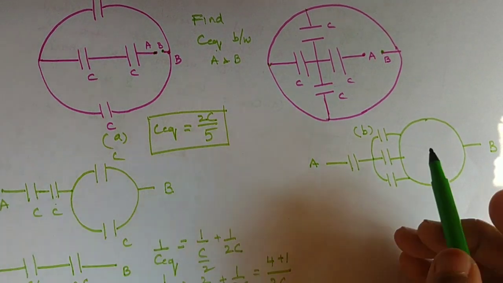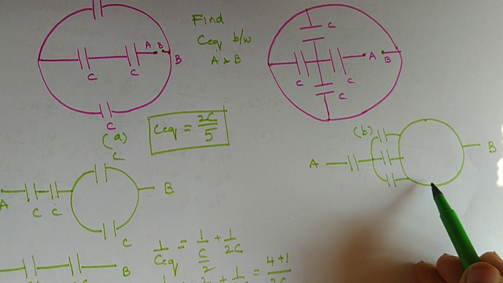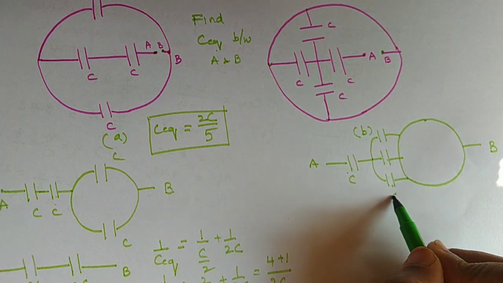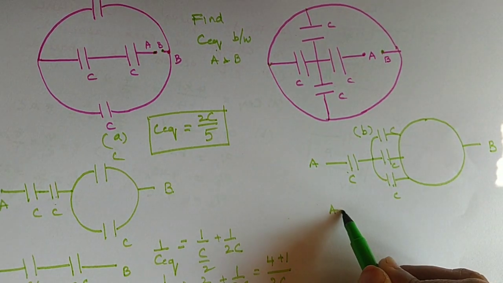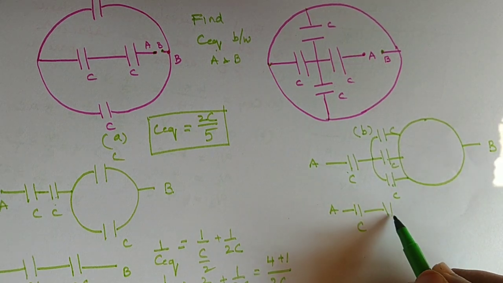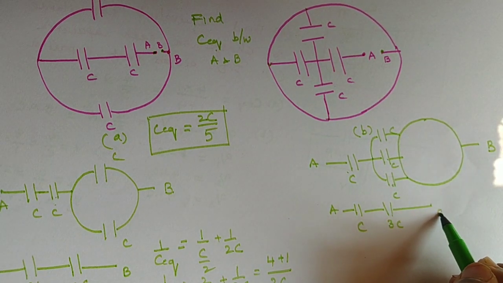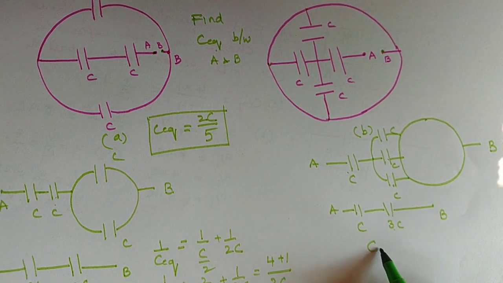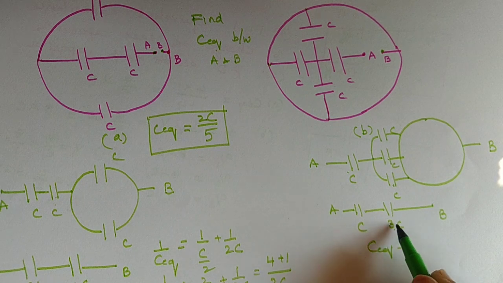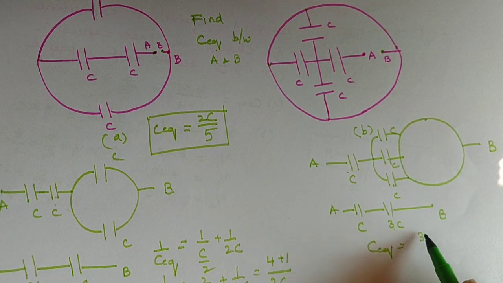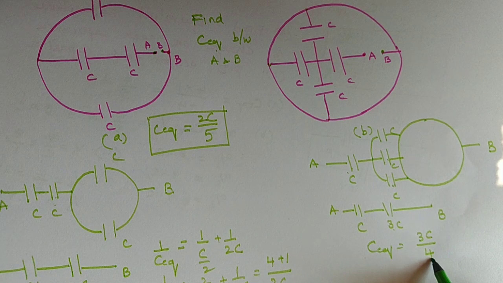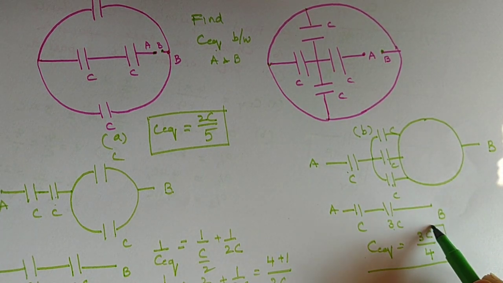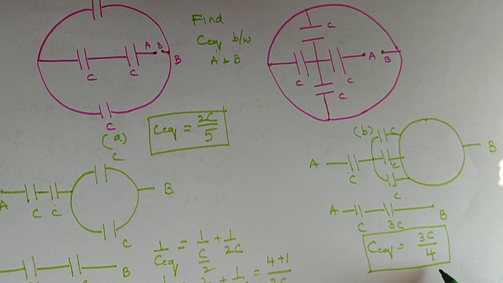And now look at the circuit. All these are metal wires, nothing to do with the capacitance. 3 capacitors are in parallel, which is in series with C. So this will be equivalent to C and 3C between A and B. Since C and 3C are in series, the equivalent capacitance would be C1 C2 by C1 plus C2, that is 3C by 4. You can also simplify it by writing 1 by C plus 1 by 3C and reversing the fraction. You will get the same answer, that is 3C divided by 4.